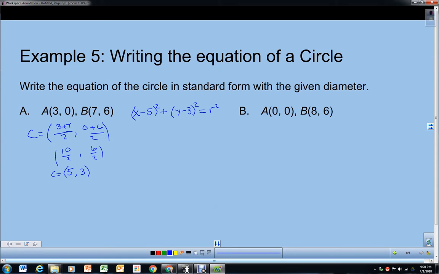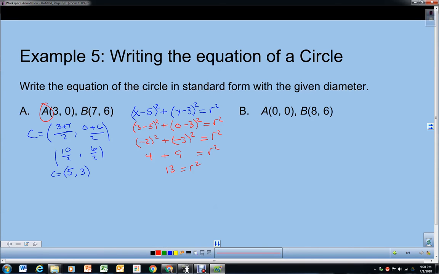Now what we're going to do is substitute in our picked point. I'm going to choose A because it's got a 3 and a 0. This becomes 3 minus 5 all squared plus 0 minus 3 all squared is equal to our radius squared. So we want to make sure we grab the right one. You could do this with 7 and 6 and still get the same answer, but anytime you have a 0, it makes it a lot easier to work. So this gives me -2 all squared, -3 all squared. Now square a negative number, it becomes +4. This becomes a +9, and the radius squared is equal to 13.